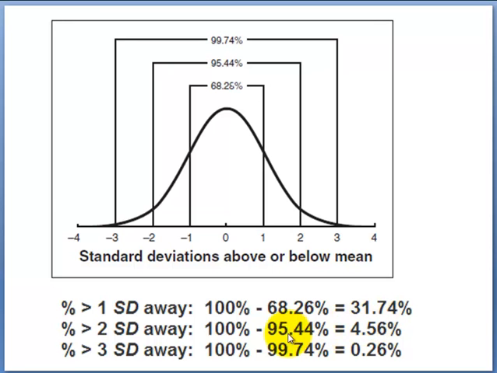And here, for instance, is the calculation for cases more than two standard deviations away, both directions considered. We subtract out the 95.44% and we get about 4.5%.